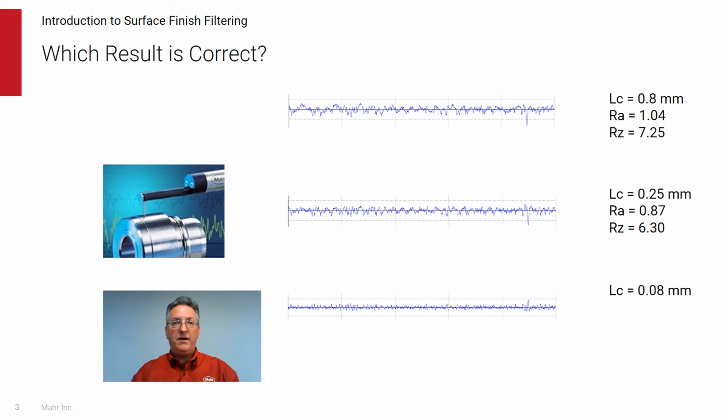In the third and final evaluation, the same trace is filtered with a cutoff of 0.08 millimeters. And the parameter results are now close to 1/2 their original values from the first evaluation. So by changing only the cutoff, the parameter results were reduced to close to 1/2 their original values.